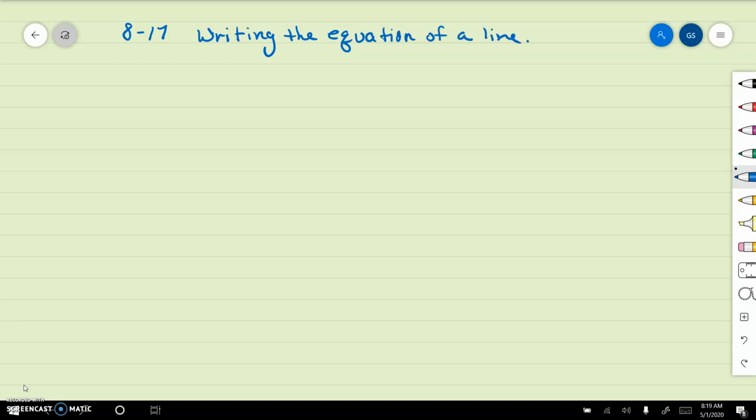Okay, so we are going to do problems where they give you the slope and one point. All right, so if this sounds familiar to you, we did this last week. I just want to get some more practice in on this. This is going to be a good thing for you to know for next year.